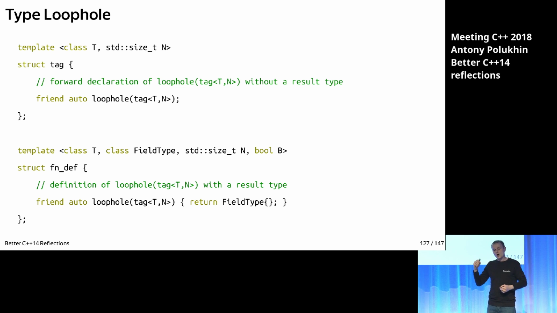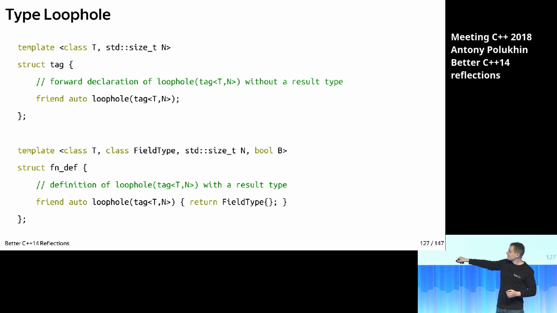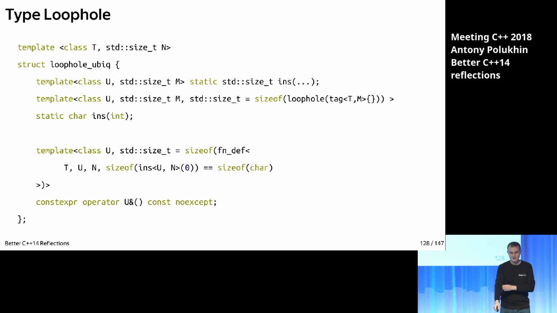Now, also we have a function definition structure. And inside that function definition structure, we define that loophole function. We've got its body, and we've got a return type for it. So now this auto somehow remembered that type. So declare, define, now the loophole from our structure with this index returns us the type of the field. How to implement? How to use it?